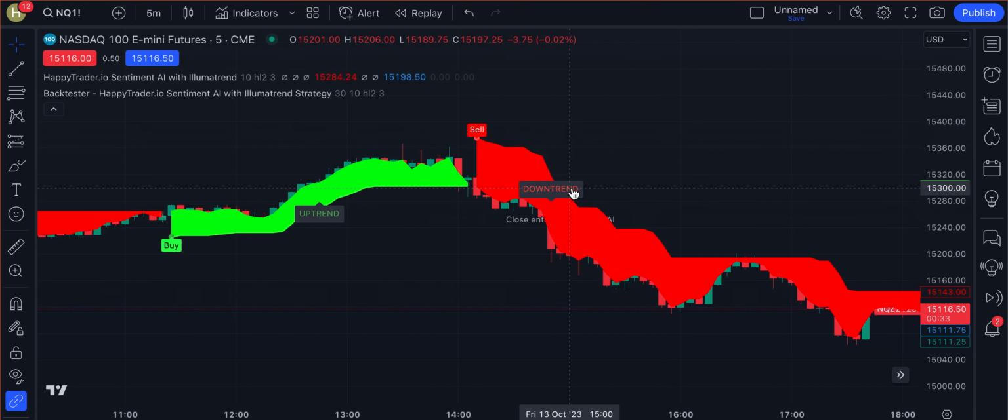You can imagine if you're scaling in, like let's say for every $1,000 or $2,000 you add to your account, you're scaling into a trade. That's exactly what Happy Trader is designed for. These alerts are simple and very effective and work on any time frame.